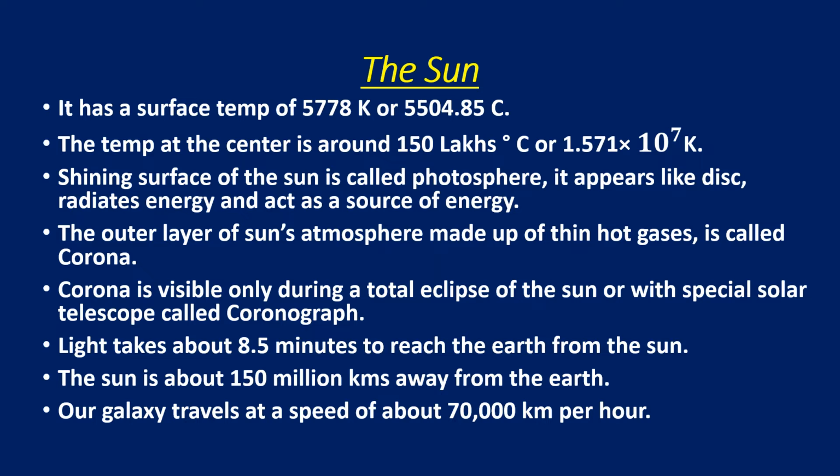It appears like a disk, radiates energy and acts as a source of energy. The outer layer of the Sun's atmosphere, made up of thin hot gases, is called the corona. The corona is visible only during a total eclipse of the Sun or with a special solar telescope called a coronagraph. Light takes about 8.5 minutes to reach the Earth from the Sun. The Sun is about 150 million kilometers away from the Earth. Our galaxy travels at a speed of about 70,000 kilometers per hour.